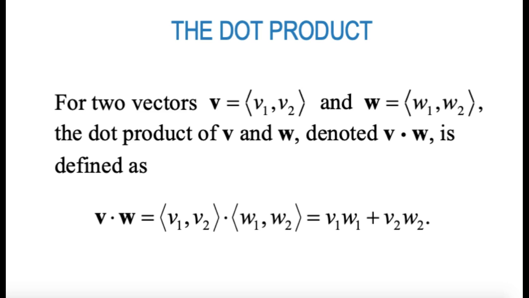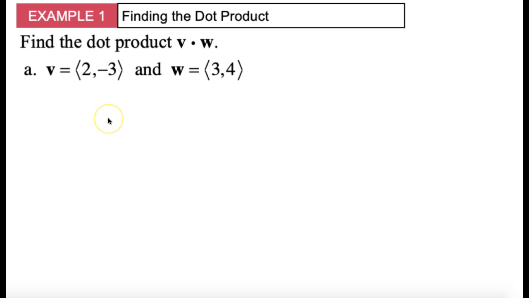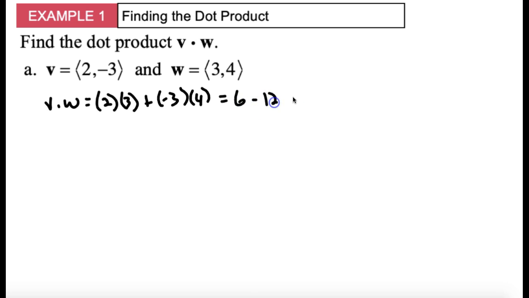All right, so let's take a look at an example. So here's v and w. What I want to do is take my two x coordinates, multiply them together, so say v dot w is going to be 2 times 3 plus negative 3 times 4. So that'll be 6 minus 12 equals negative 6. So now notice the dot product is just a number.